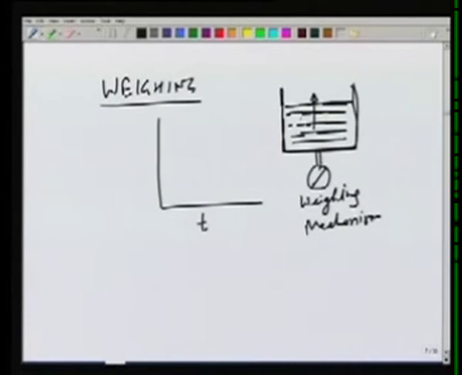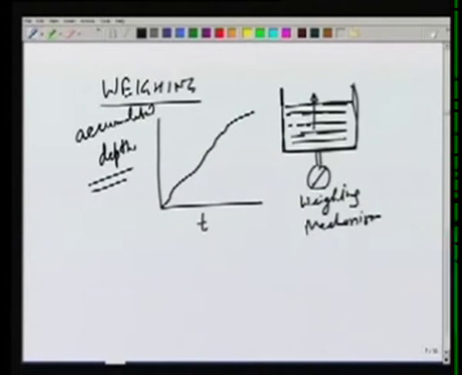We can convert or calibrate that weight to give us the depth of rain, and this will be accumulated depth. So suppose we start at t equal to 0 with 0 depth, we will get a curve which will give us temporal variation of the accumulated depth. Looking at this curve, we can see where the intensity is high. For example, if the slope is large, the intensity of rainfall is higher, and in some portions the slope may be flatter, so here the intensity of rainfall is lower. So weighing type gives us a continuous record of accumulated depth with time.